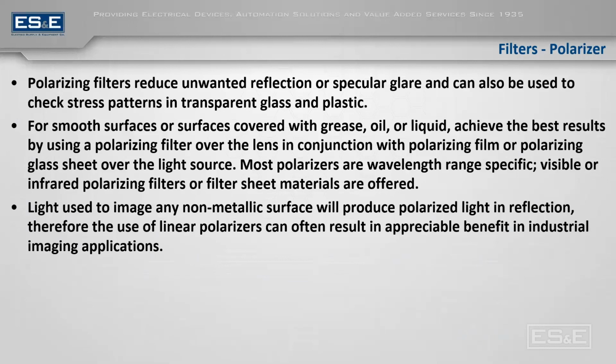you achieve the best results by using a polarizing filter over the lens in conjunction with polarizing film or a polarizing glass sheet and light source. Most polarizers are wavelength range specific, with visible or infrared polarizing filters or filter sheet materials offered. They're often used on non-metallic surfaces that produce polarized light and reflection, using linear polarizers that can often benefit industrial imaging applications. Polarizing filters have become some of the most popular filters we come across, not only in machine vision, but also in barcoding.